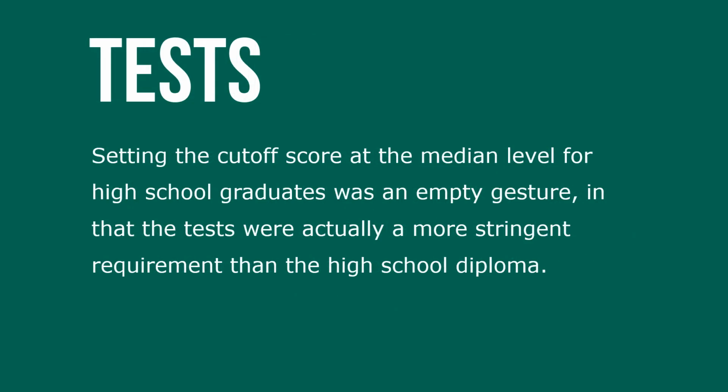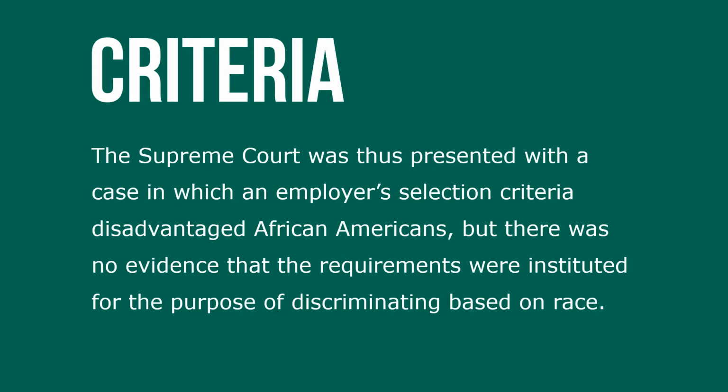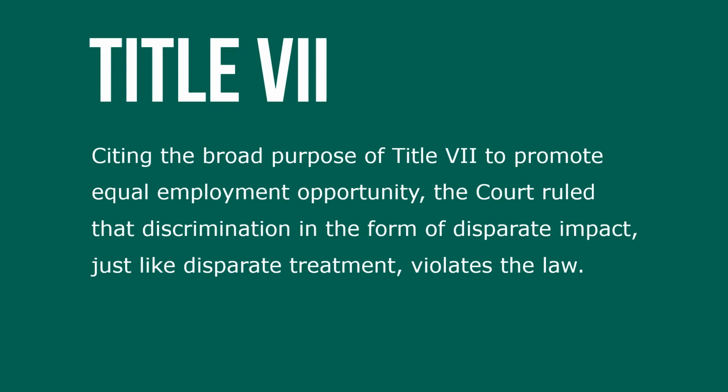Setting the cutoff score at the median level for high school graduates was an empty gesture, in that the tests were actually a more stringent requirement than a high school diploma. The Supreme Court was thus presented with a case in which the employer's selection criteria disadvantaged African Americans, but there was no evidence that the requirements were instituted for the purpose of discriminating based on race. Citing the broad purpose of Title VII to promote equal employment opportunity, the court ruled that discrimination in the form of disparate impact was just like disparate treatment, which violates the law.